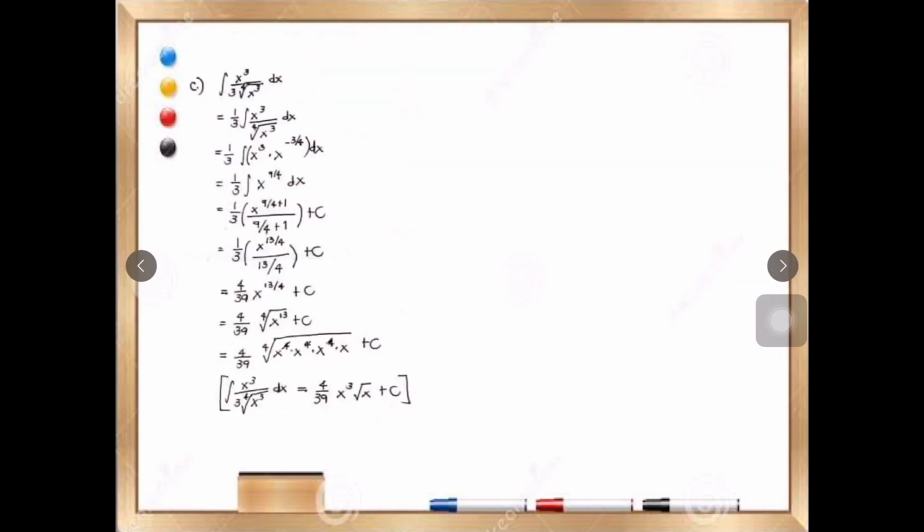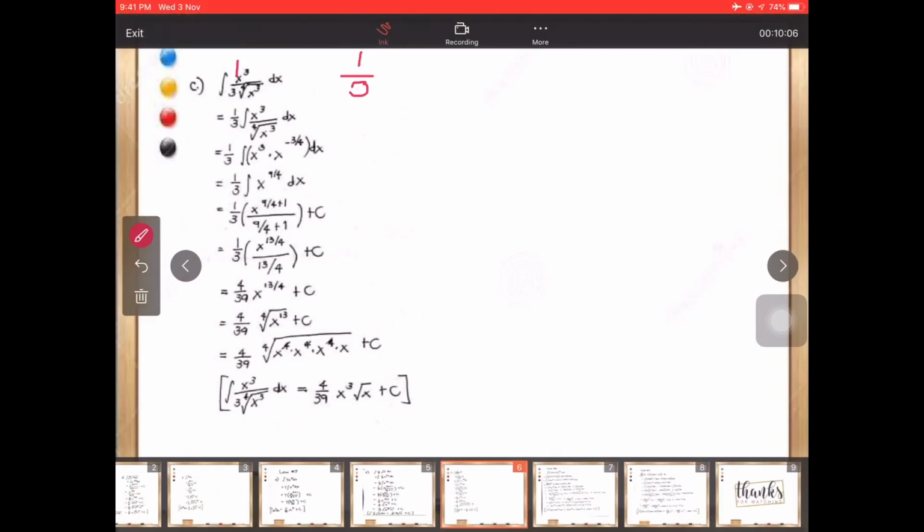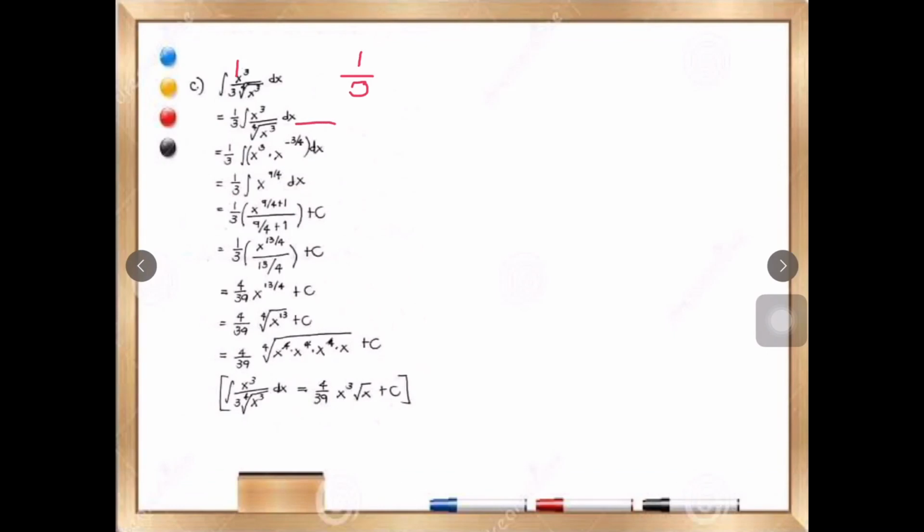Another example. If we integrate x to the third over 3 the fourth root of x to the third dx, may imaginary 1 dito. Then, alabas natin which is 1/3. Then, law of exponent dito, pag-divide, pag minus natin yung exponent. So, 3 minus negative 3/4, we will get 9/4. So, since our exponent here is 9/4, our n is equals to 9/4.